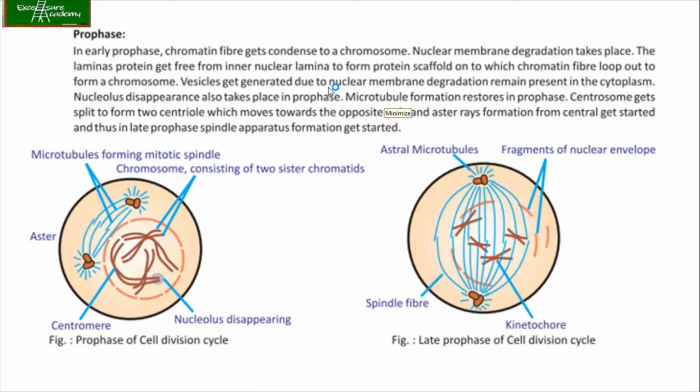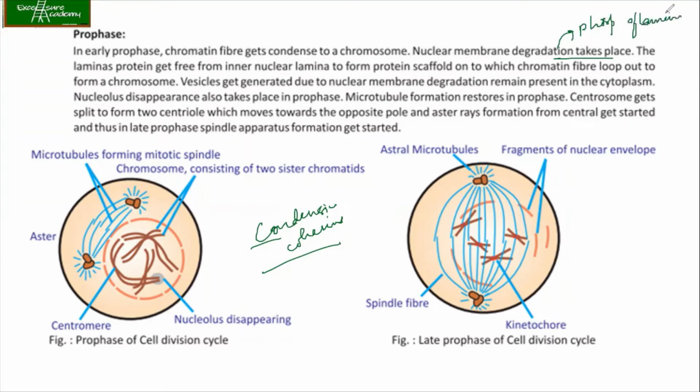Condensation. And one more protein. So those are your condensins and cohesins, right? Okay. Then the nuclear envelope or membrane degradation takes place. So this also you know that is because of the phosphorylation of your lamins.